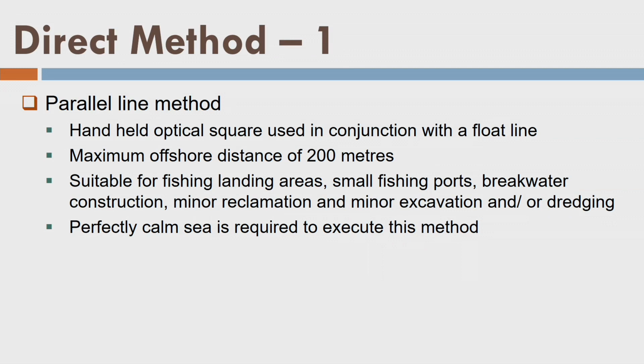So now you can see that a handheld optical square is used, and the maximum allowed distance is 200 meters. That means the length of the float line is 200 meters. If I stretch one float line, that is the maximum length we permit in the parallel line method. What is the reason? The reason is that I want to collect very dense data at very regular intervals near the shoreline and not away from it.